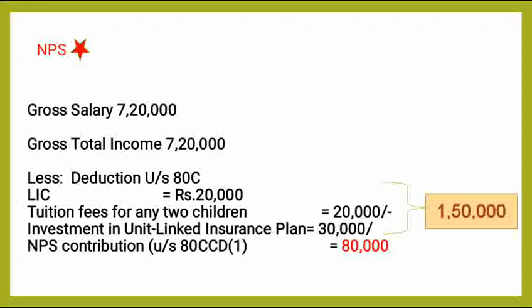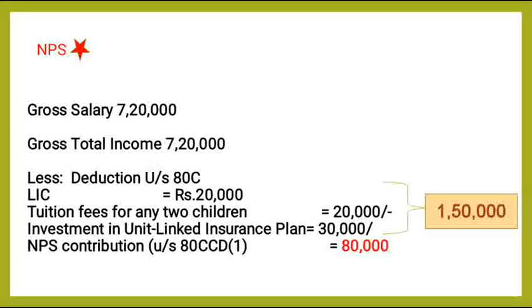So let's make some calculations. Gross salary here is rupees 7,20,000. Gross total income is only from salary because there is no other source of income. That means 7,20,000 is the gross total income. Less deductions under section 80C. Here deductions made under section 80C include the premium for LIC, the tuition fee for only 2 children, the investment in the ULIP and the NPS contribution under section 80CCD subsection 1.